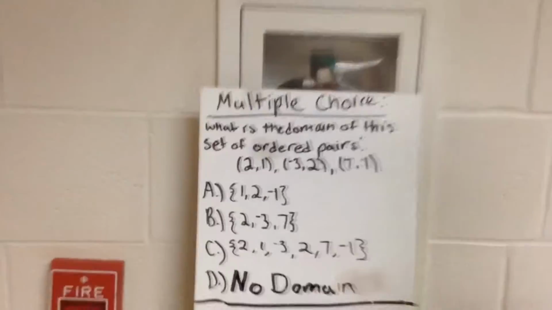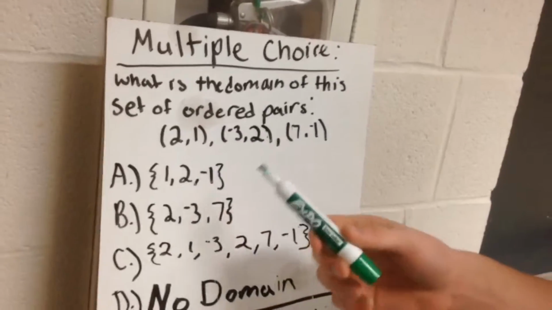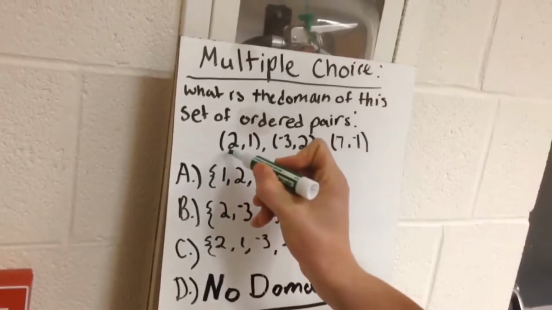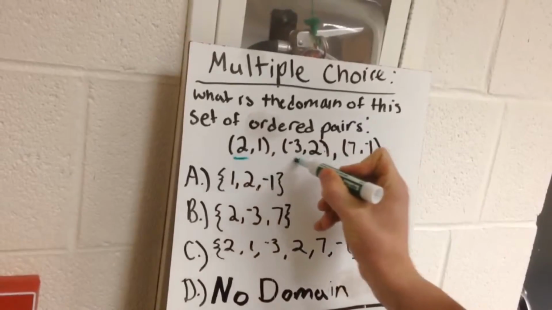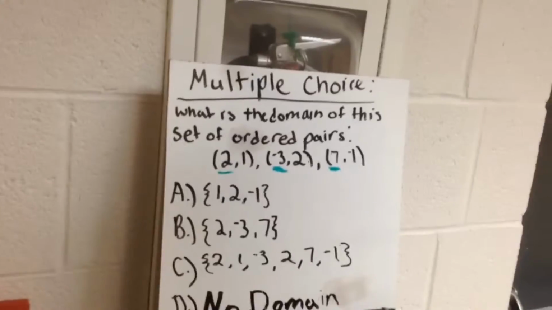Hello, my name is Steven Smith, and I'll be going over some multiple choice questions you might see on the SOL on the topic of analyzing functions. Now let's just start. The first question asks, what is the domain of this set of ordered pairs? (2, 1), (-3, 2), (7, -1). Okay, so to find the domain, you have to find the x values. Now the x values are the first one in each ordered pair. So now let's look at our answer choices.